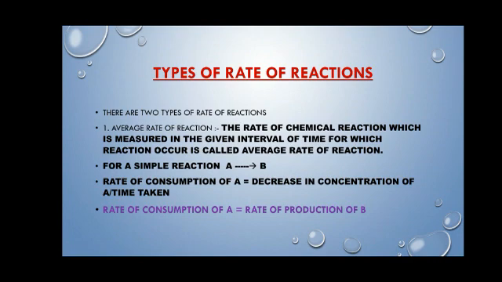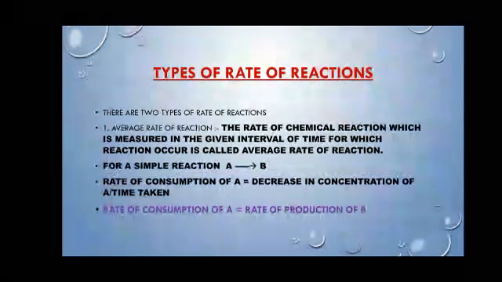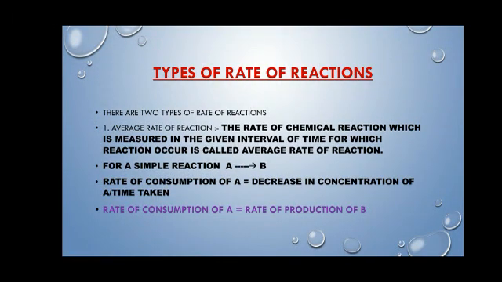Now come to the types of rate of reactions. There are two types of rate of reactions. First one is average rate of reaction. The rate of chemical reaction which is measured in the given interval of time for which the reaction occurred is called average rate of reaction. Again, we are considering a simple general equation where reactant A is converting into product B. We can write the rate of consumption of A is always equal to the rate of production of B. And when the rate of consumption of A is divided by the time taken, we can calculate the average rate of reaction.